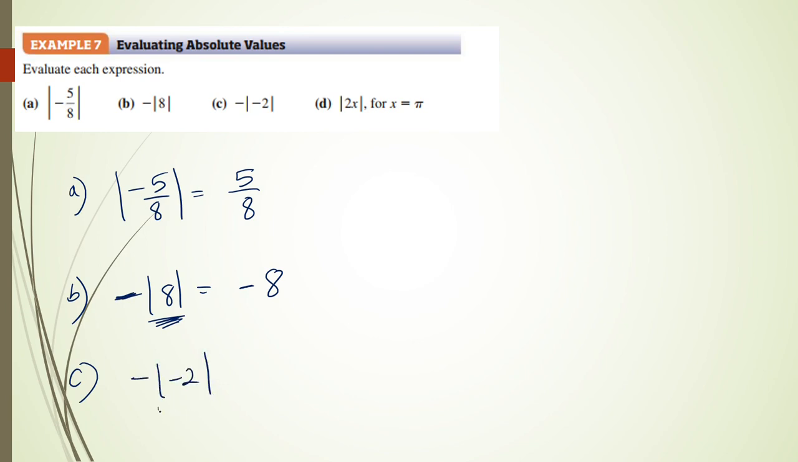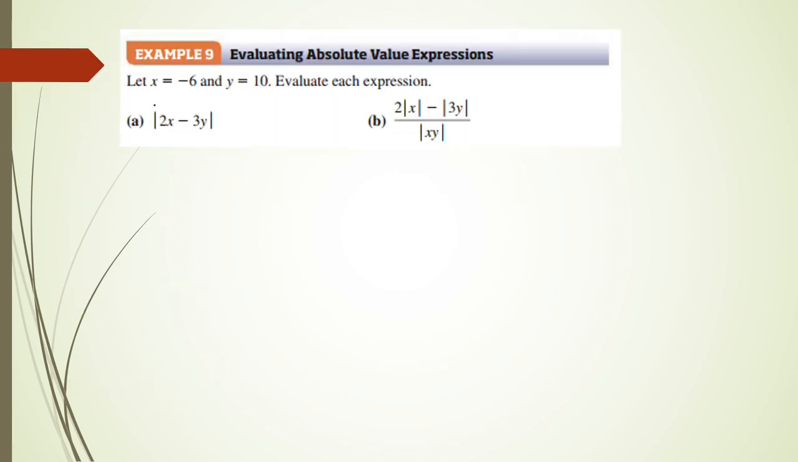For part C, I have to do the absolute value first. That gives me positive 2, and this negative here is just there to follow. So do the absolute value of negative 2 first, and you should get positive 2, but the negative has to follow. For part D, we have the absolute value of 2x for x equal to pi, so I'll replace the x with pi. And since this is already positive, we're going to keep it, so the absolute value of 2 pi is just 2 pi.